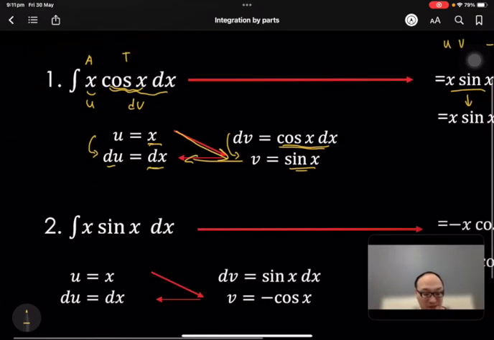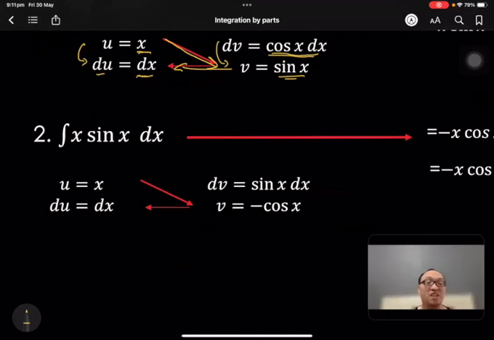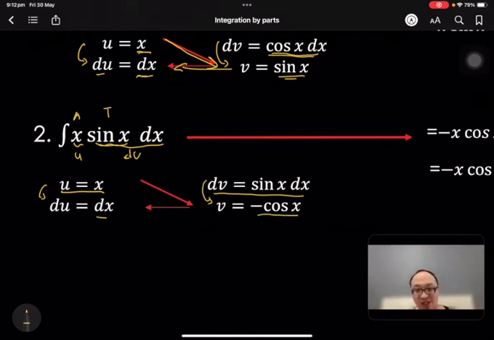Let's see the next question. Integral of x sin x dx. This is similar. x is algebra, sin x is trigonometry. Since A comes before T, we use u as x, and sin x dx as dv. So dv is sin x dx. Derive u, du equals dx, and then integrate v: sin x dx becomes negative cos x when we integrate.